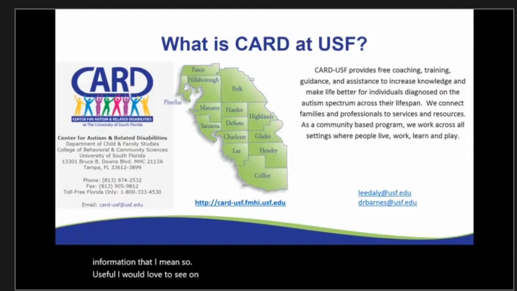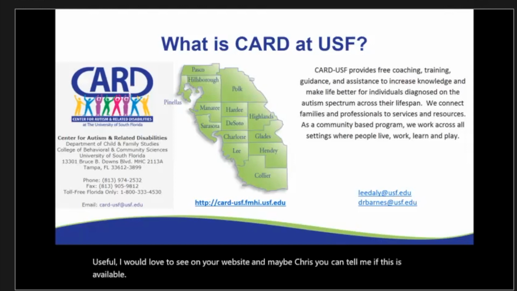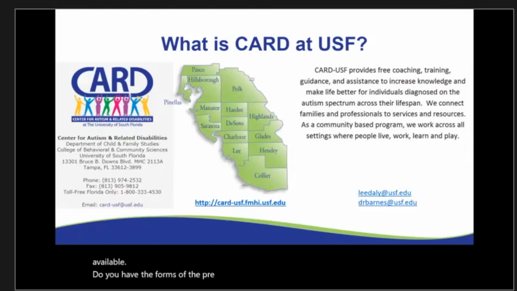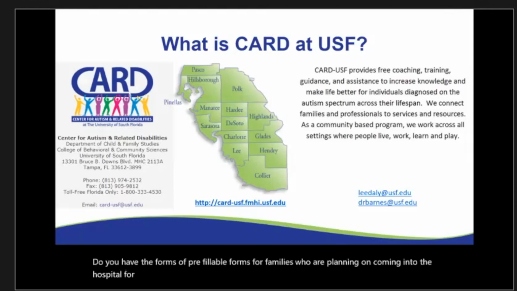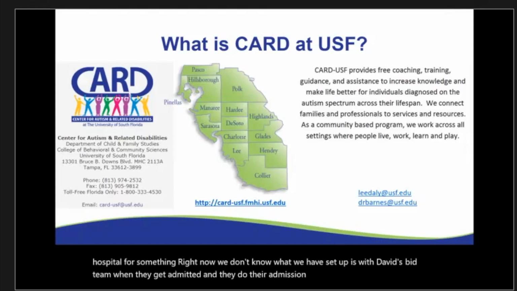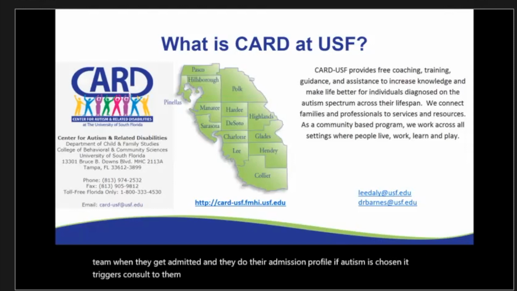I would love to see on your website, and maybe Chris, you can tell me if this is available, the pre-fillable forms for families who are planning on coming into the hospital. Right now, we don't. What we have set up is with David's team. When they get admitted and do their admission profile, if autism is chosen, it triggers a consult to social work.